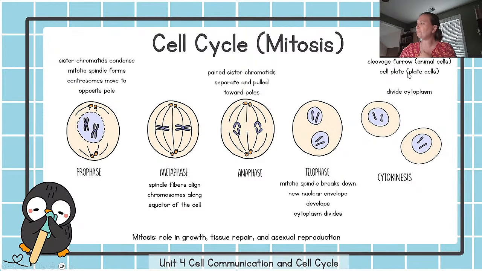The cell plate, oh my God, that should be our plant cells. I'm sorry, y'all. The cell plate is in our plant cells. And so what's going to happen is they're going to drop off pieces of this primary cell wall, and that will then separate the two cytoplasm apart from each other.